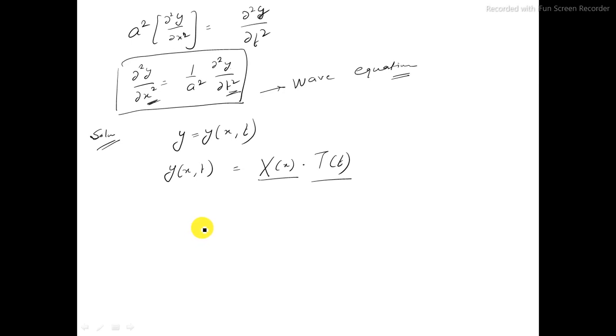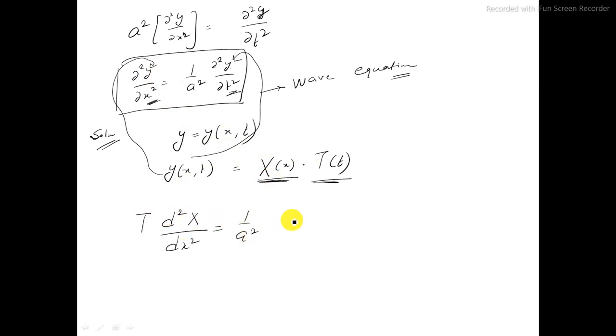So just put the value of y in these places, here and here. After differentiation of y, which is X and T, capital X and T, we are left with, if we differentiate here and put the value here, d²X/dx², because here it is a partial derivative, so it will only take x and t will be constant for it, is equal to 1/a².